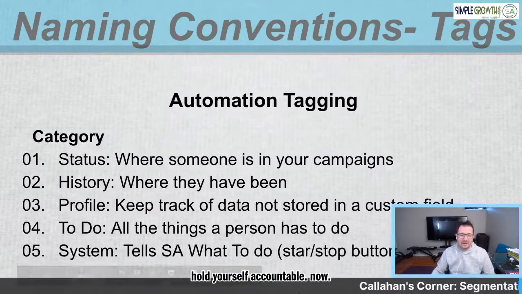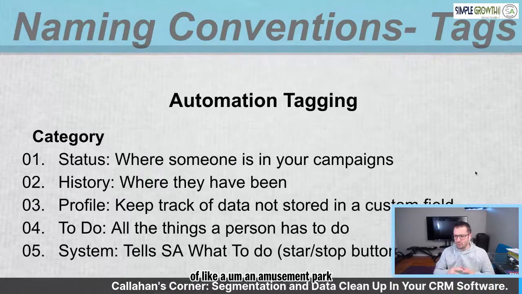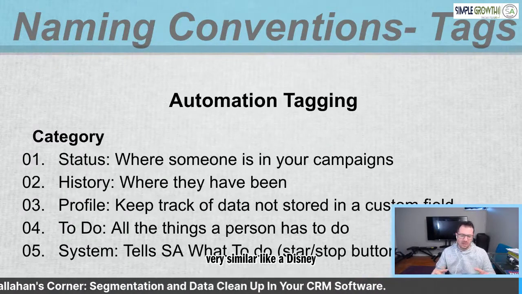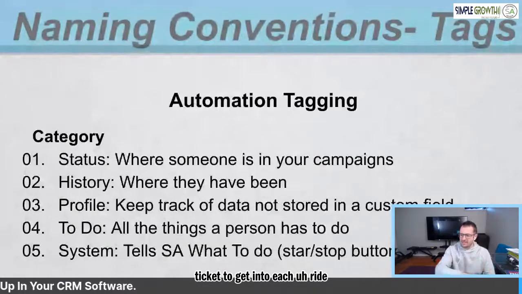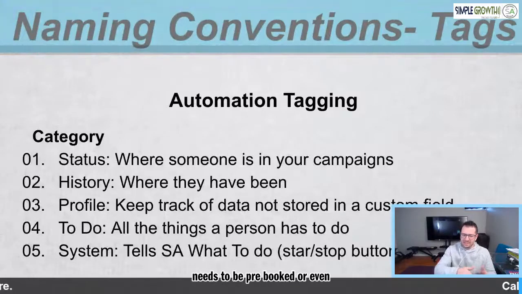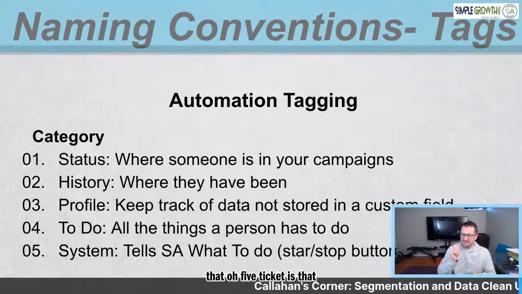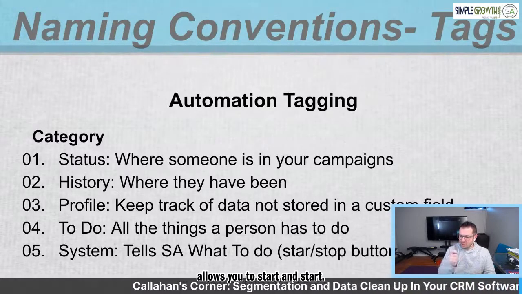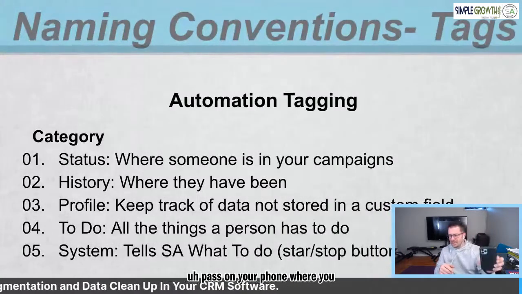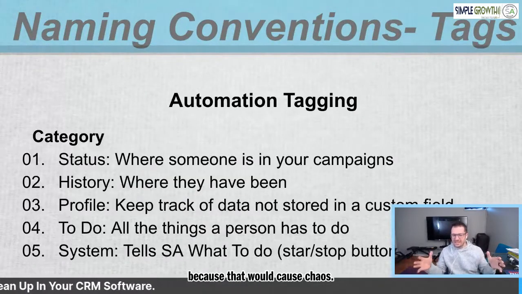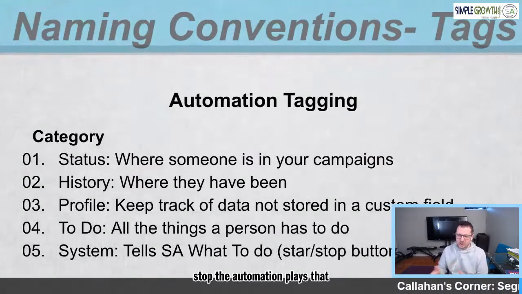Now, the last one is system tags, 05. So I use the analogy of like an amusement park or like a roller coaster. So very similar, like at Disney World, you would need a ticket to get into each ride or a pass. And basically it needs to be pre-booked, or even like at a carnival, you need a ticket to get on the ride. So that particular 05 system tag allows you to start and stop the ride. You don't want like the Disney all-inclusive pass on your phone where you can get on any ride at any time, because that would cause chaos. So we want the system tag to tell the system when to start and stop the automation plays. That protects you as a business.